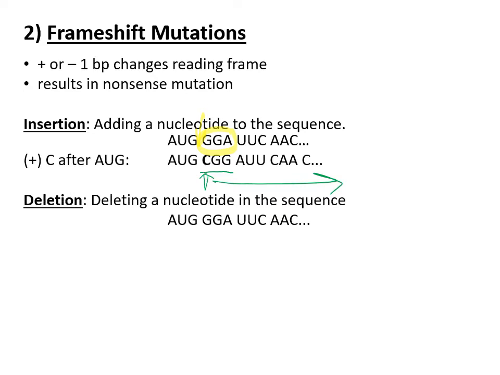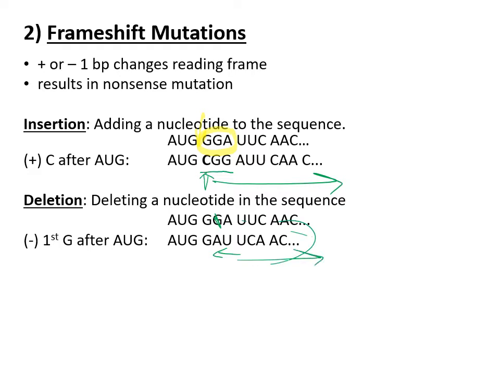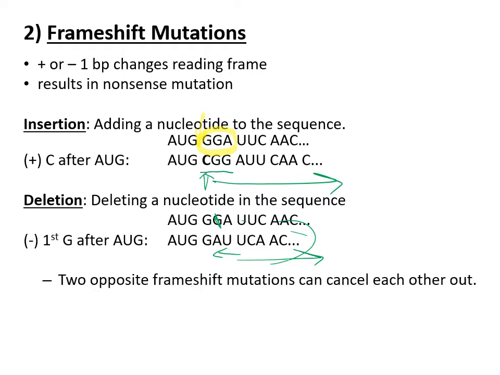Deletion would cause the same thing, and so if you get rid of this G here, then everything shifts to the left by one, and therefore everything downstream of that mutation that is being read will give you different amino acids, and therefore you get a completely different protein, and it wouldn't really be a protein because it wouldn't really do anything. So two opposite frame mutations can actually cancel each other out.